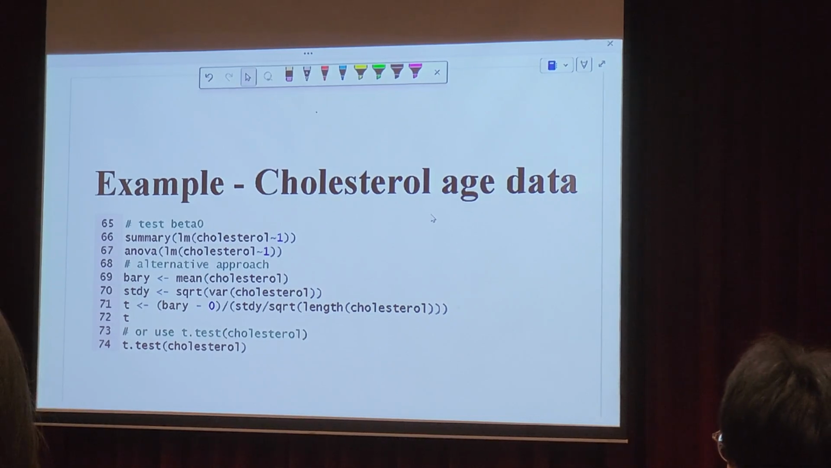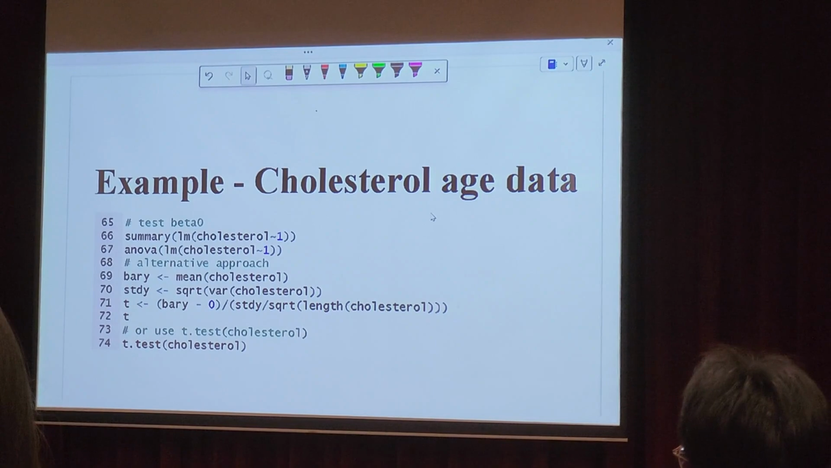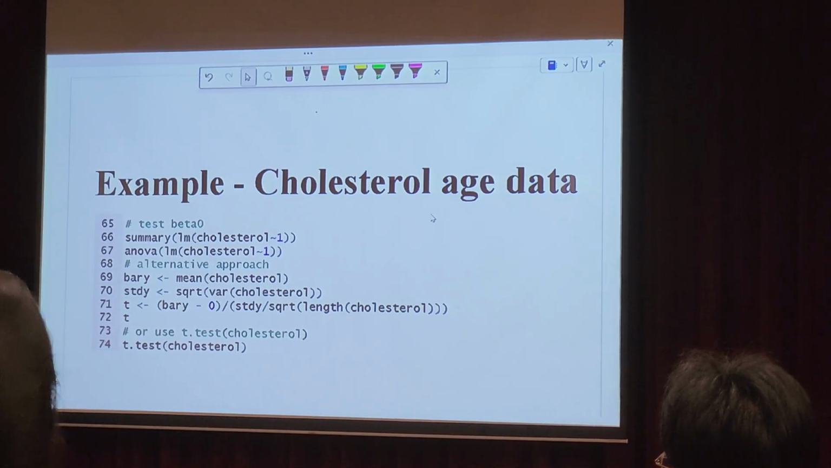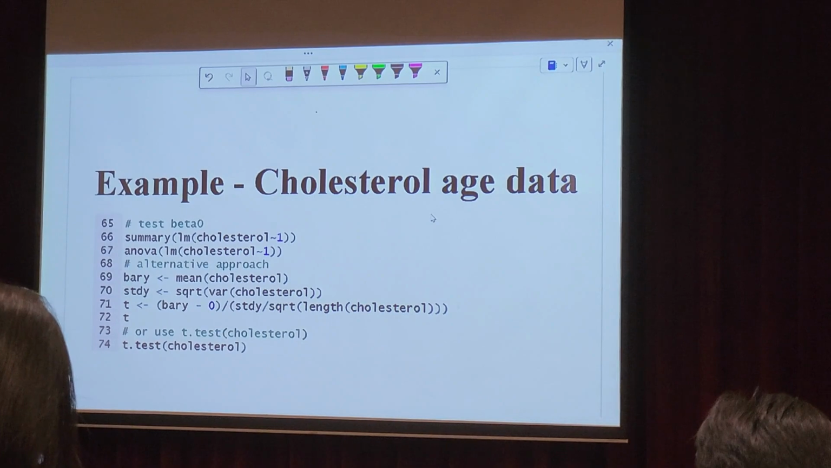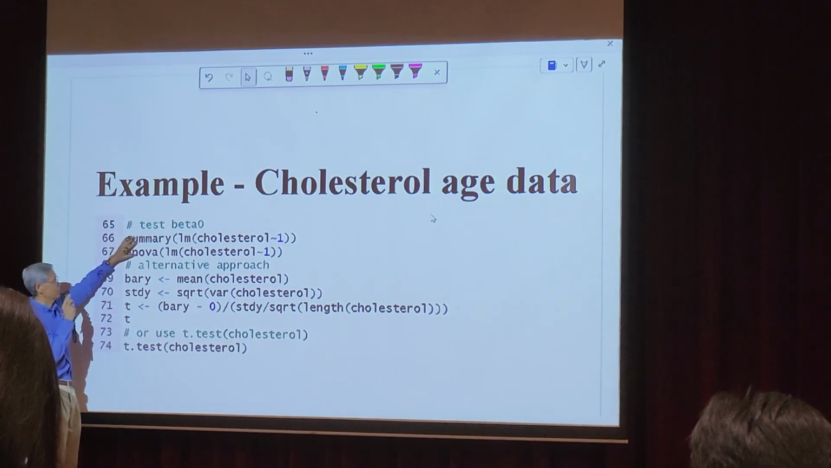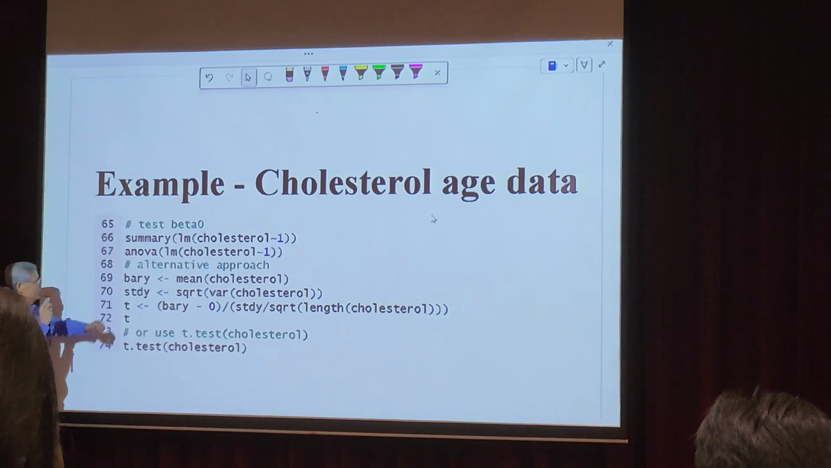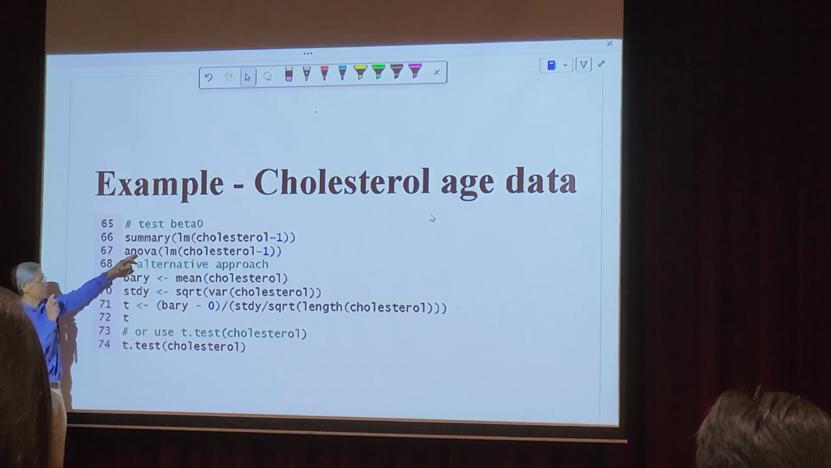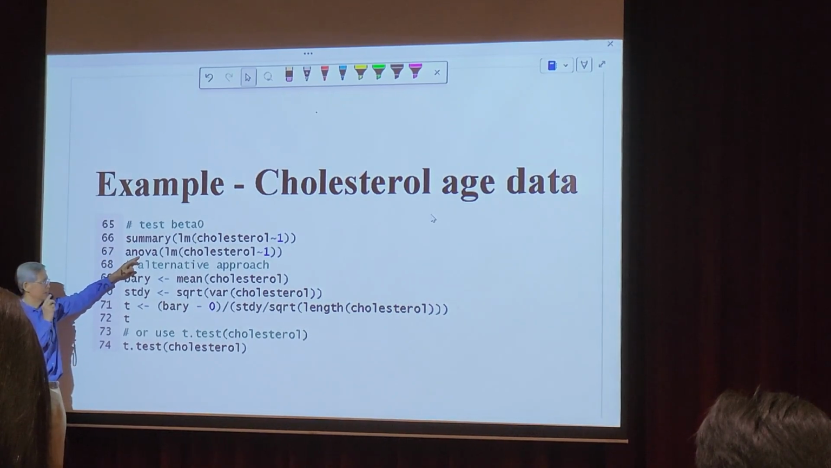What am I doing? Well, I am trying to test whether beta naught is 0 or not. In other words, whether the mean of the y value is close to 0 or not. That's what I'm testing. So I can do that using the decomposition of variance approach here, using summary and ANOVA. In fact, summary will give me the test, this will give me the evidence.